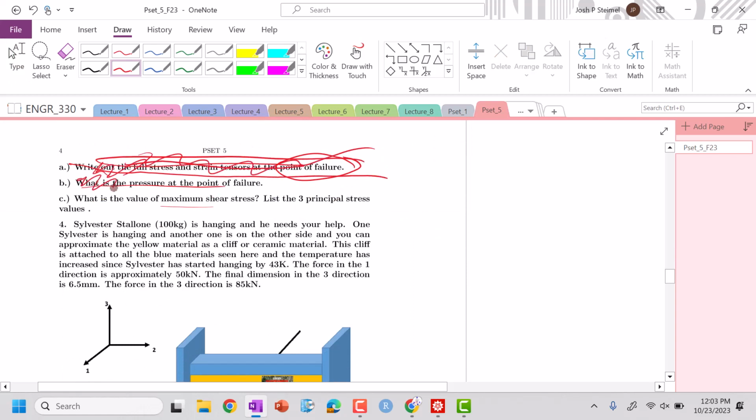What's the pressure at the point of failure? We solve for that as well. What's the value of maximum shear stress? It will be sigma H minus sigma L over 2.